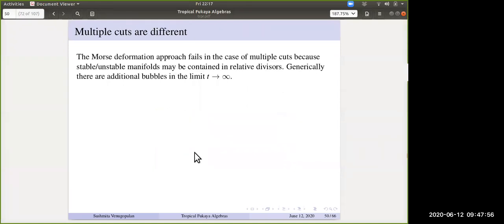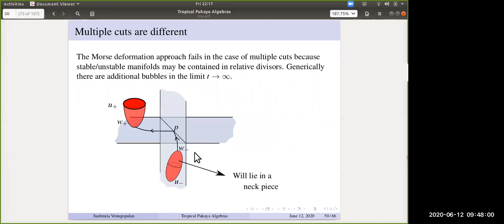Okay, so why are multiple cuts different? What goes wrong in multiple cuts is that in most examples, the Morse functions which are going to give you good results have stable or unstable submanifolds that coincide with relative divisors. So you end up with pictures like this, where this W minus will have to lie on a relative divisor.